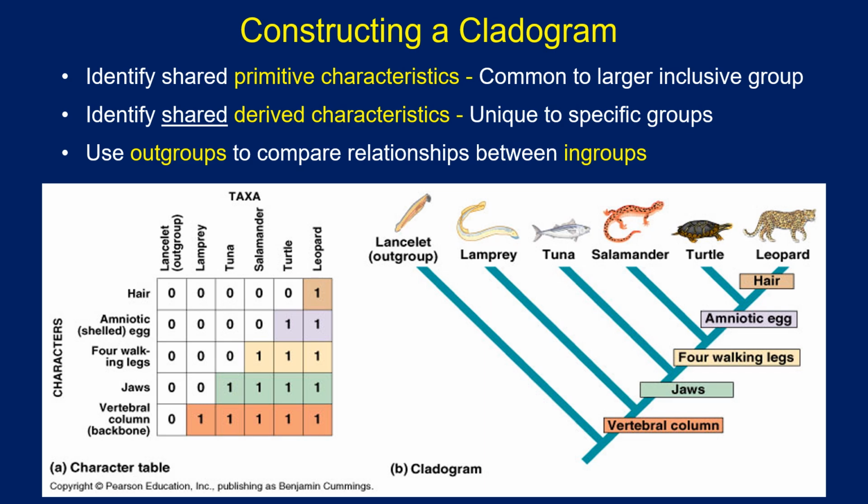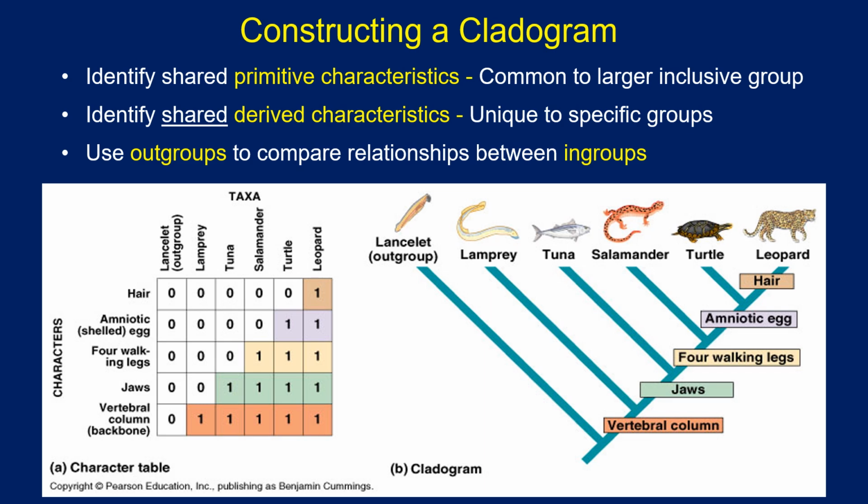Okay, so we have on the left here something called a character table, and that is where you would start. So what you do is you look for the character that's found in most organisms. So imagine we didn't already have this cladogram here. We're just looking at organisms and we're taking some notes. And we find that all but one have the vertebral column. We know that this is the very first character to appear. We have that in 5 of our 6 organisms.